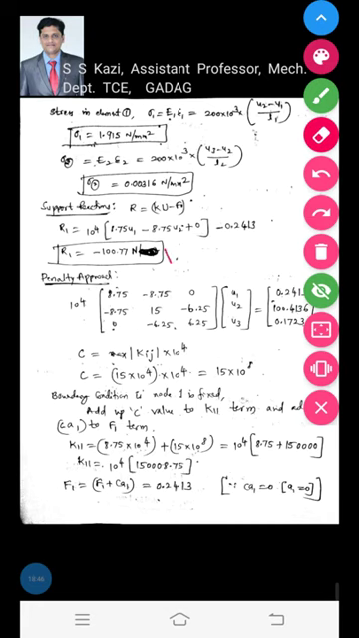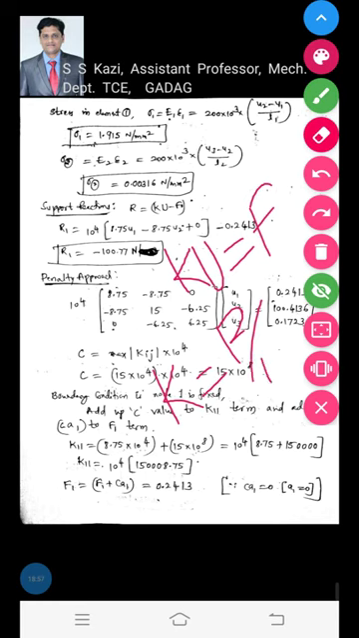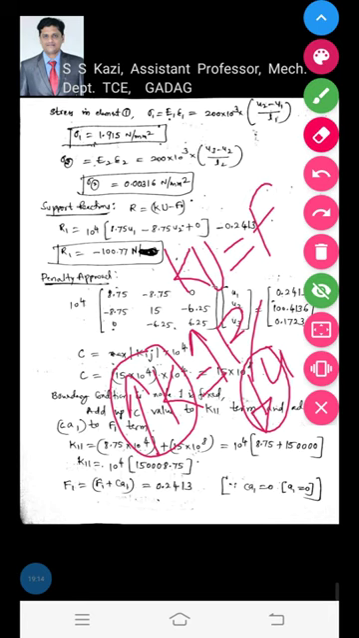If we increase the stiffness value, what will happen here? We know that Ku is equal to F. If I write K is equal to F by U, if we increase the stiffness value, then the displacement value goes on decreasing and the force value goes on increasing. That means we need to increase the stiffness value to such an extent that the displacement value will come to 0 in this case.